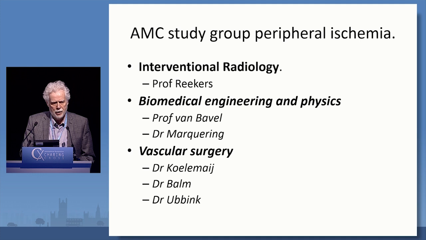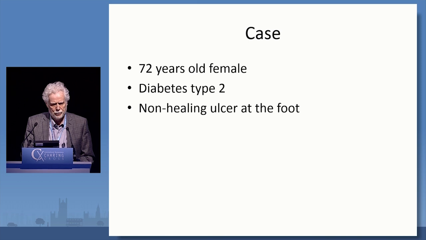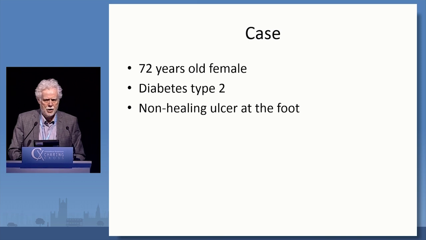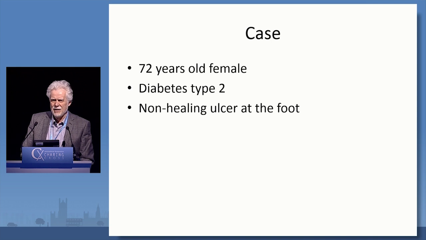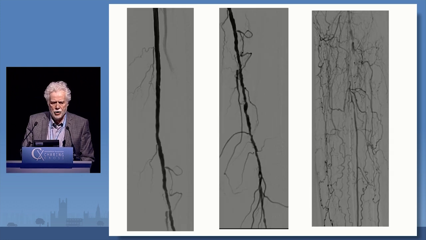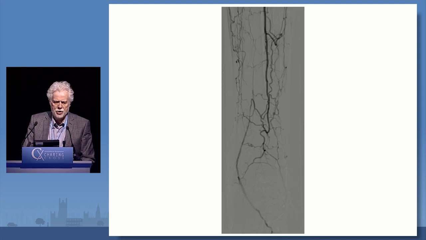This is the research group. We're working in our hospital with several departments on this new technology. I give you a case, and the case is very important because this is one of the reasons why we started this project. A 72-year-old female, diabetes type 2, with a non-healing ulcer at the foot, a typical sort of patient we tend to see. You look at the angio and see there is a very diseased below-the-knee area. The popliteal artery is already diseased, and there's only a peroneal artery. If we go a little further down, you see the peroneal artery just gives a collateral to the posterior and to the plantar arch.